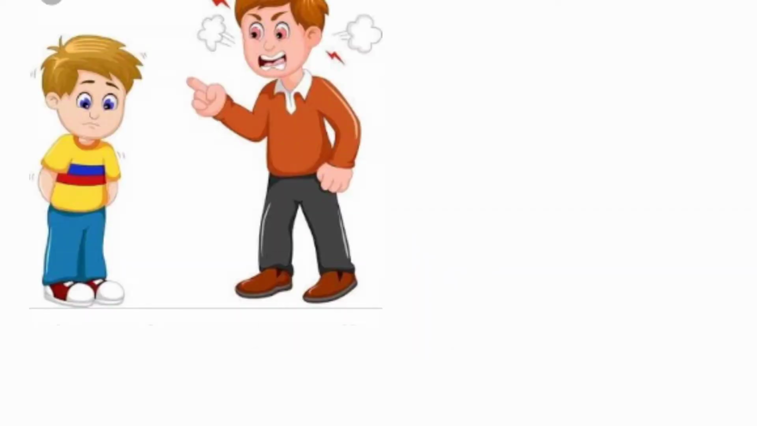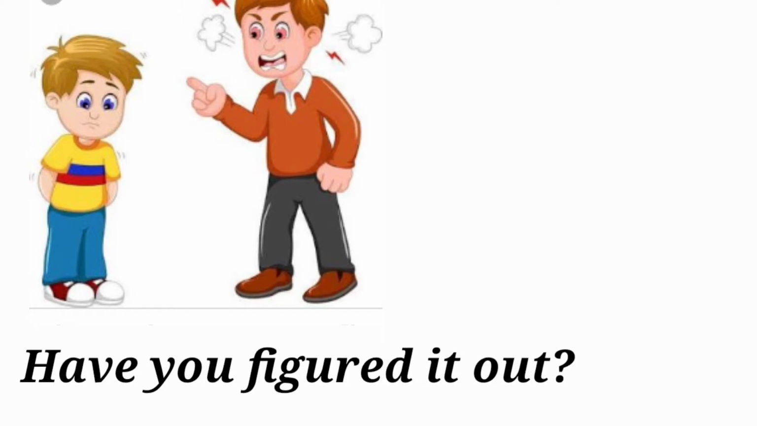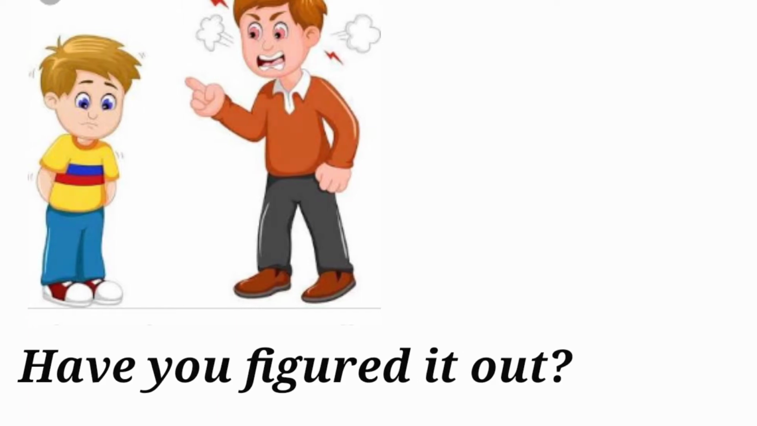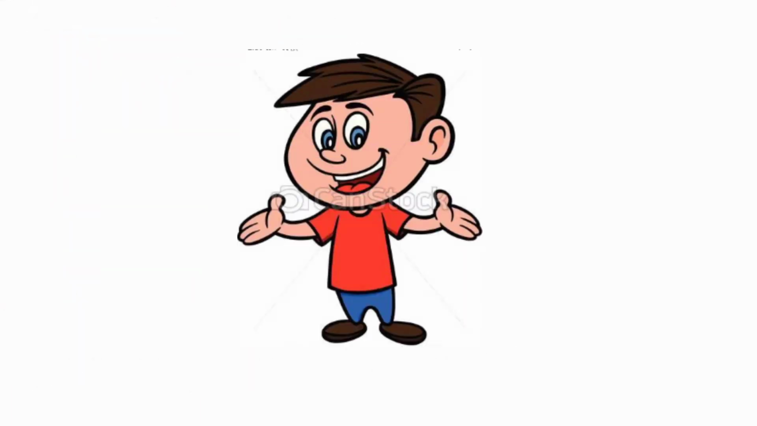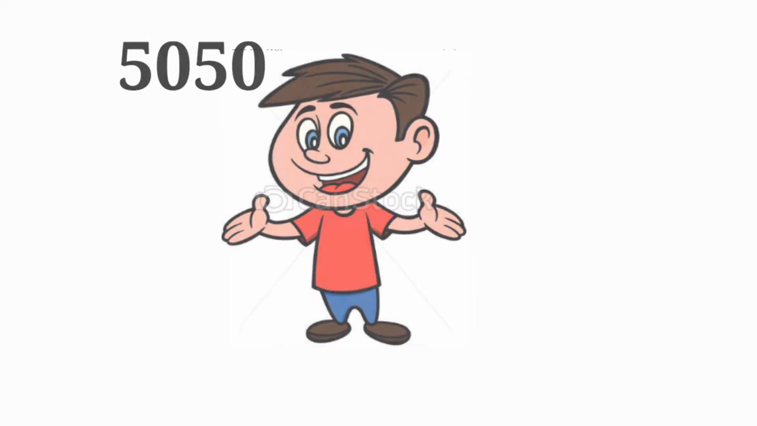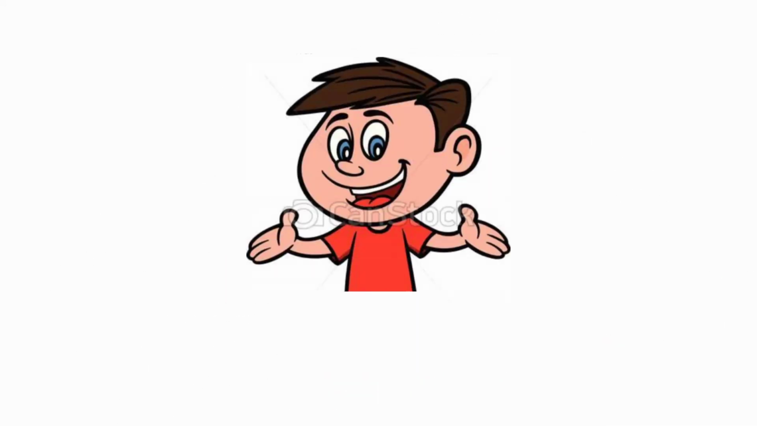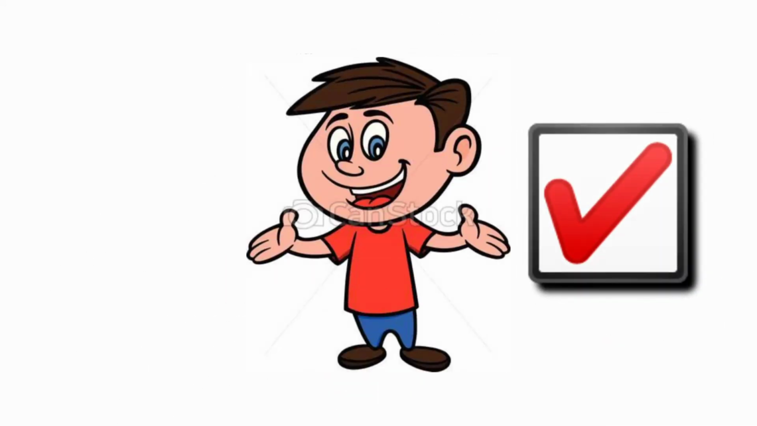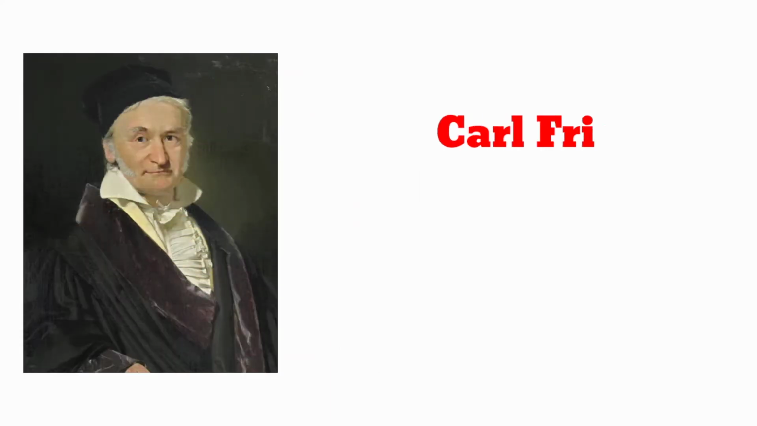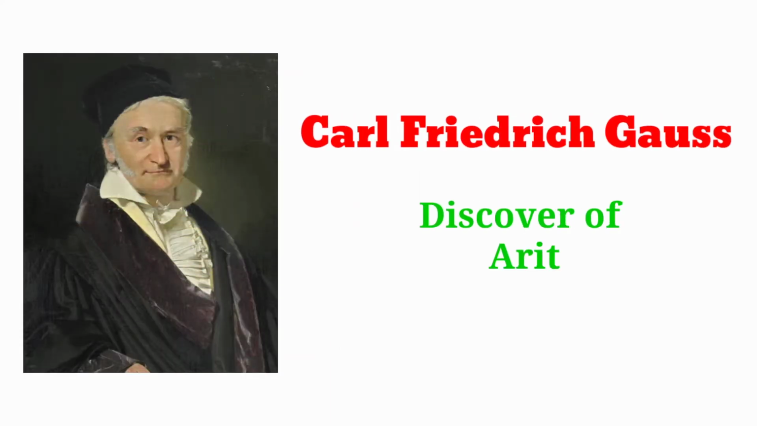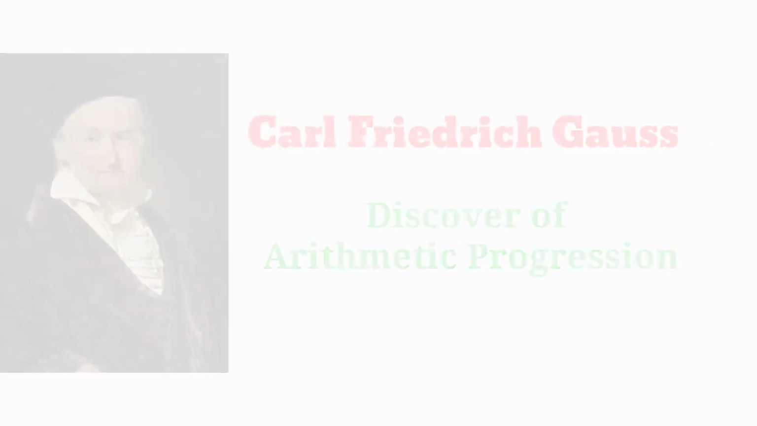After some time, the teacher saw the boy was sitting without picking up the pencil. The teacher confronted him, asking, "Why aren't you working? Have you figured it out?" The boy replied, "Yes, sir. The answer is 5050." The teacher didn't believe him and spent another 10 minutes or so adding everything up by hand and found out that the boy was right. That 9-year-old boy was Carl Friedrich Gauss, who discovered arithmetic progression.